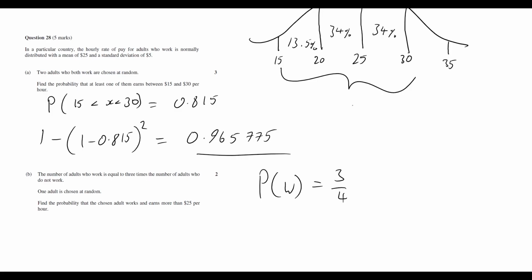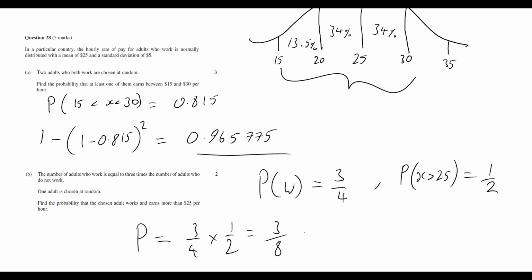And then we need to start looking at the probability that someone earns greater than $25. So since that's the mean, to earn greater than 25, it's simply going to be equal to 50%. So we can say that the probability of x being greater than 25 is equal to just 1 over 2. And so now to figure out the total probability here, we can just say that p is going to be equal to 3 on 4 times 1 on 2, which is going to be equal to 3 over 8. And that's your answer there for question 28. So not a very difficult question if you know what you're doing and you're familiar with the empirical rule.